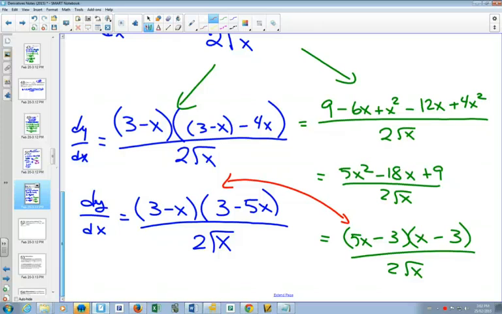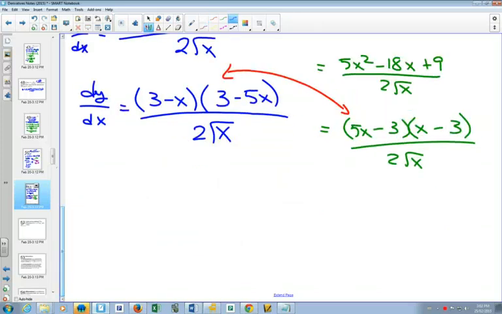And so you could just factor out a negative, and it would look, if I take a negative 1 out of the first one, I'll get 3 minus 5x. If I take a negative 1 out of the second one, I would get 3 minus x.